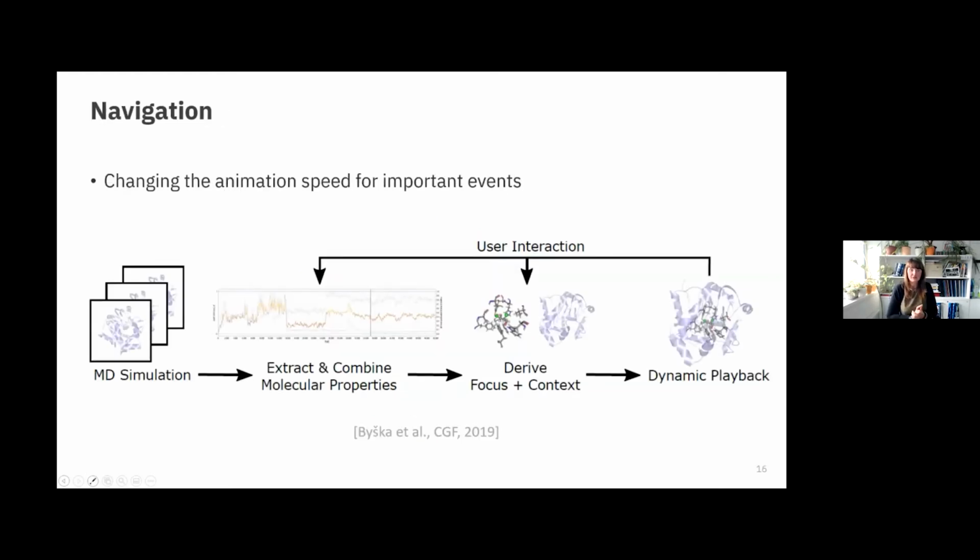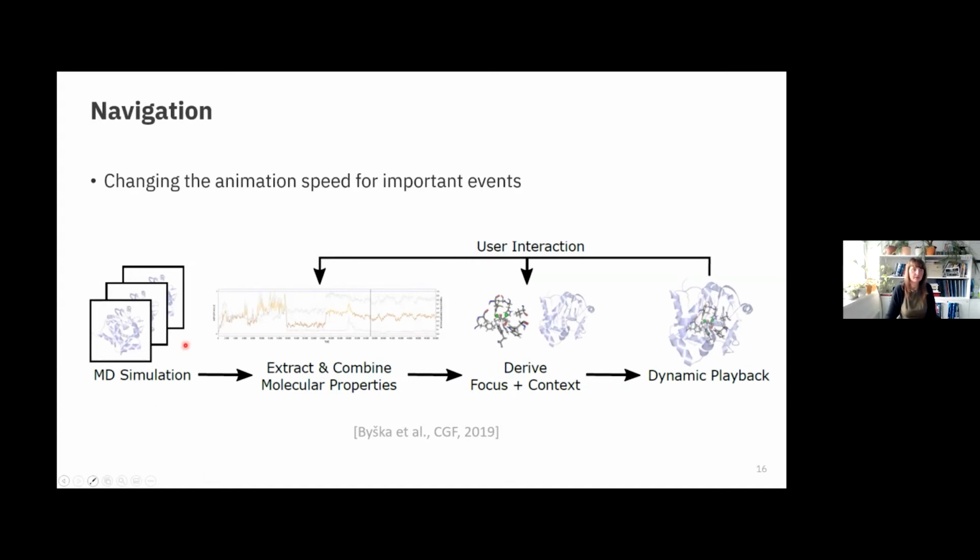I will now briefly jump to the second part, which is the navigation. So we are not omitting time this time. What we are doing here is trying to change the animation speed for these important events. Again, we have to have some meaningful way of extracting the parameters which describe the important events.